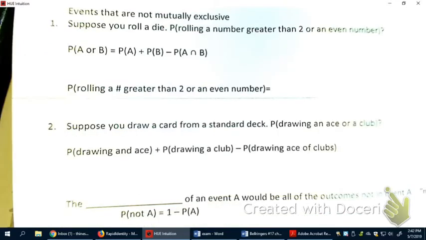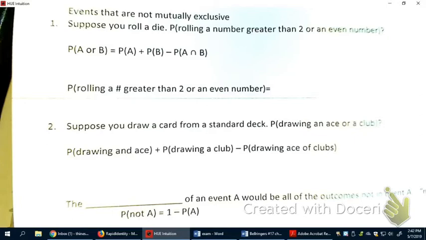So it says that the events are not mutually exclusive. Let's talk about it. It says rolling a number greater than 2 or an even number. Can you roll a number greater than 2 and an even number at the same time? Yeah, you can. So that's why it's not mutually exclusive. Okay? So what we're trying to do is figure out the probability of getting a number greater than 2 or getting an even number.